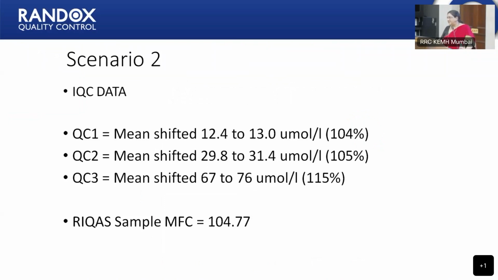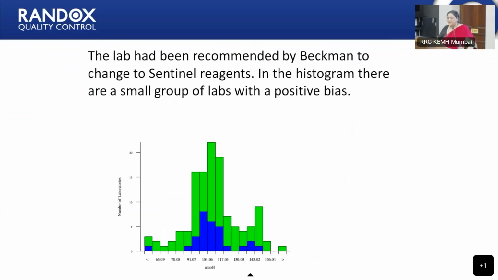We compared the data with the EQAS. We identified that all three EQAS were showing slight positive bias, but the concentration of the EQAS sample was much different from what it was for the routine sample. Then we studied the histogram and we identified that the lab was using Beckman reagent. They were recommended by Beckman to change to Sentinel reagent. And in the histogram, we can easily see two blue colored portions. One is for the regular and the other is for the Sentinel reagent.